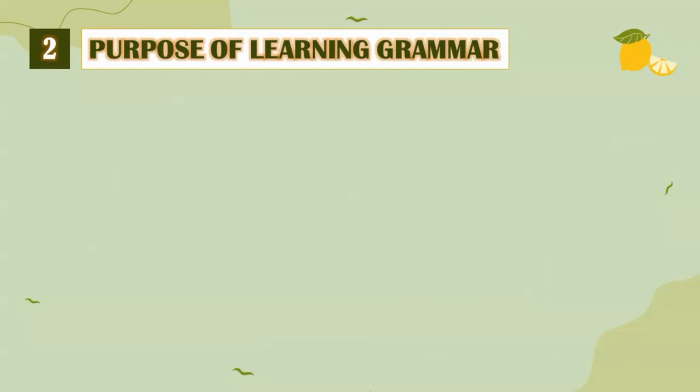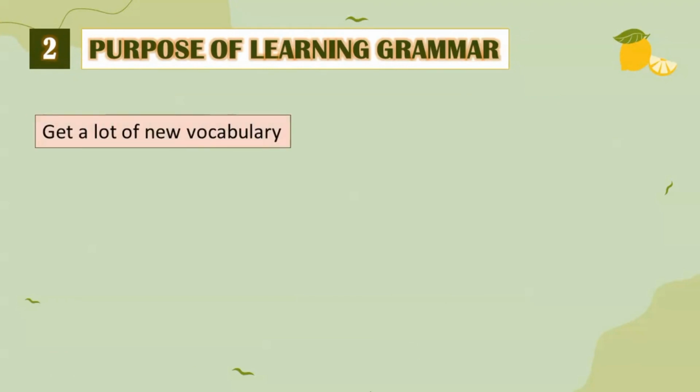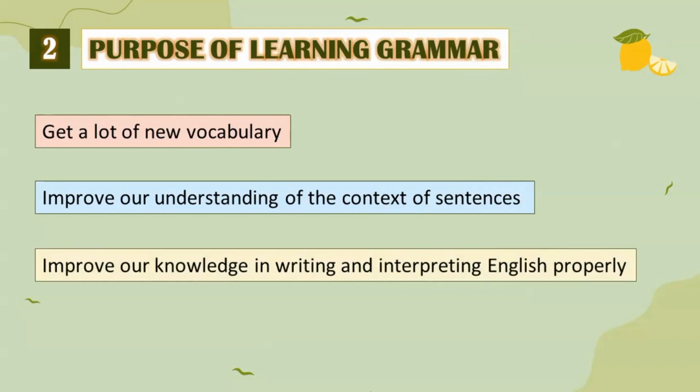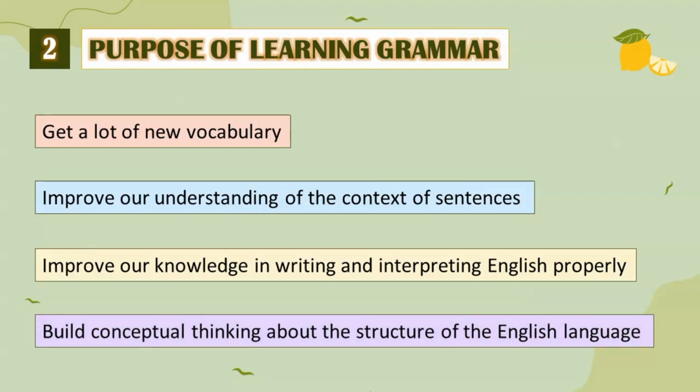The second one is the purpose of learning grammar. We will get a lot of new vocabulary, improve our understanding of the context of a sentence, improve our knowledge in writing and interpreting English properly, and the last one is build conceptual thinking about the structure of the English language.